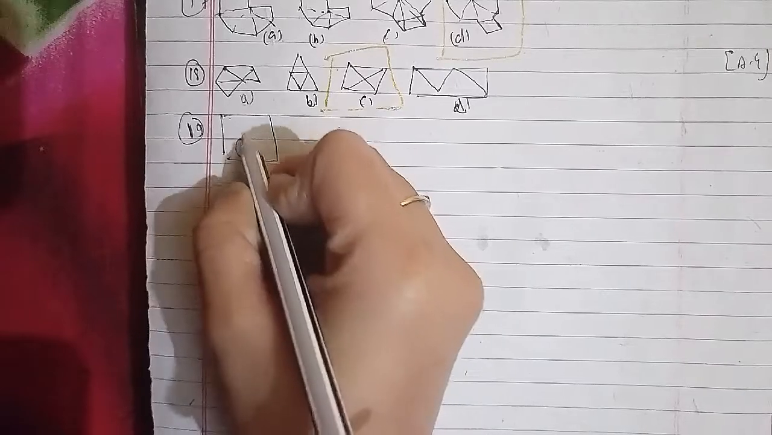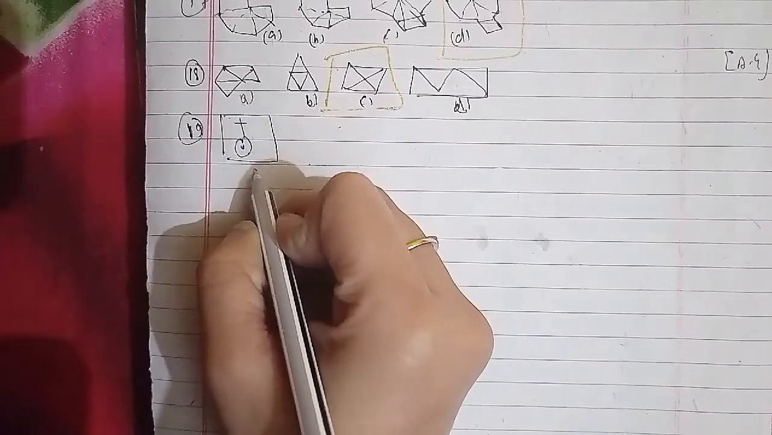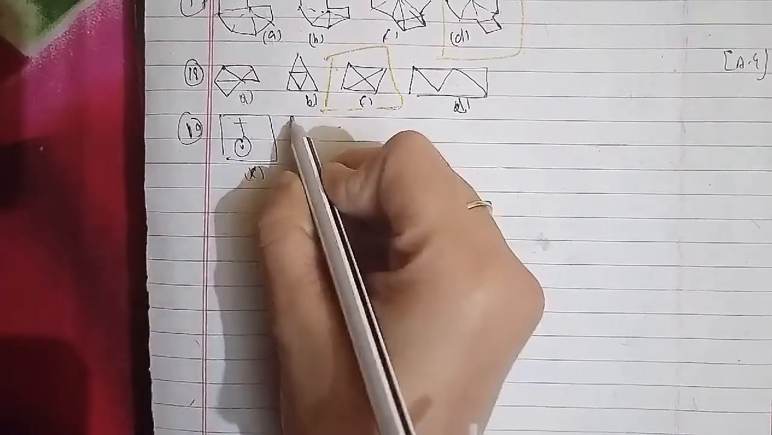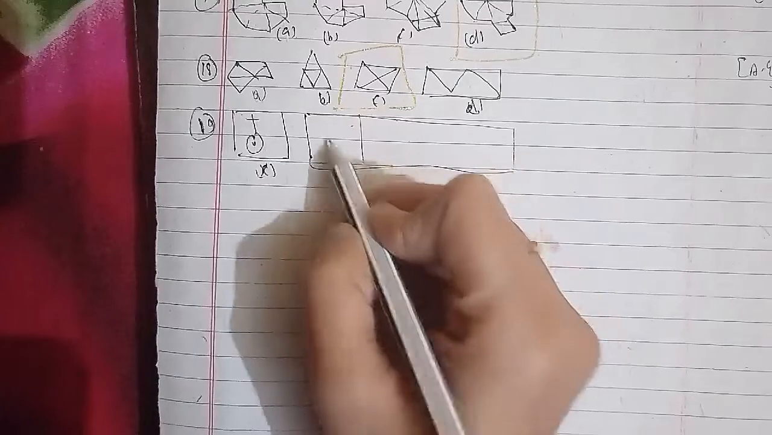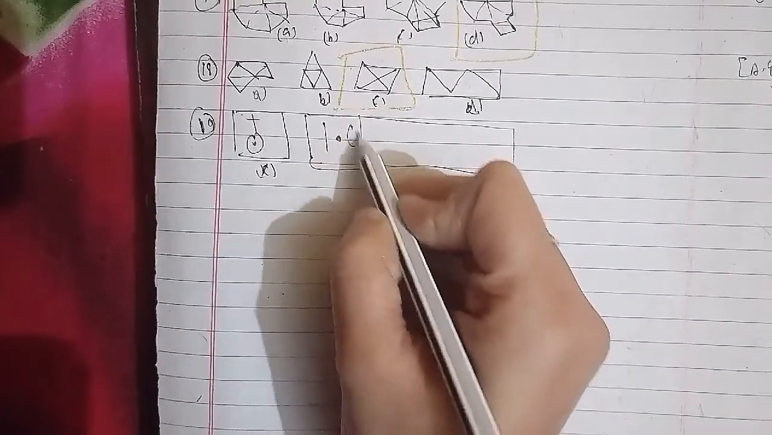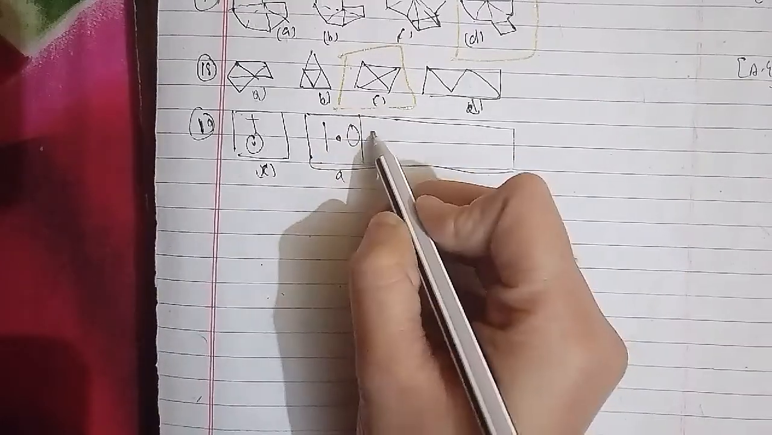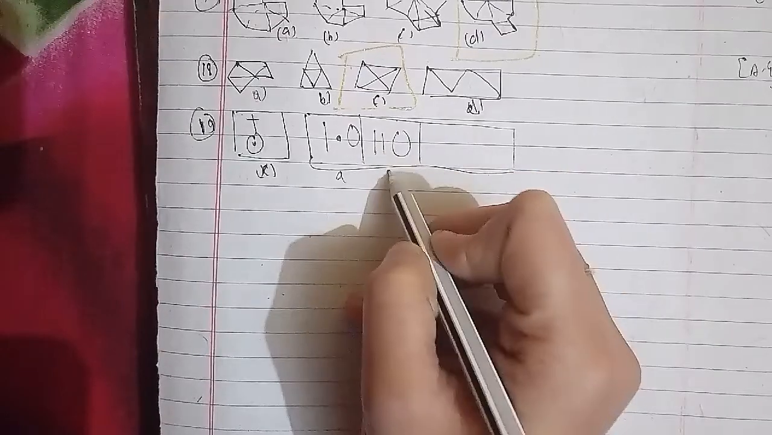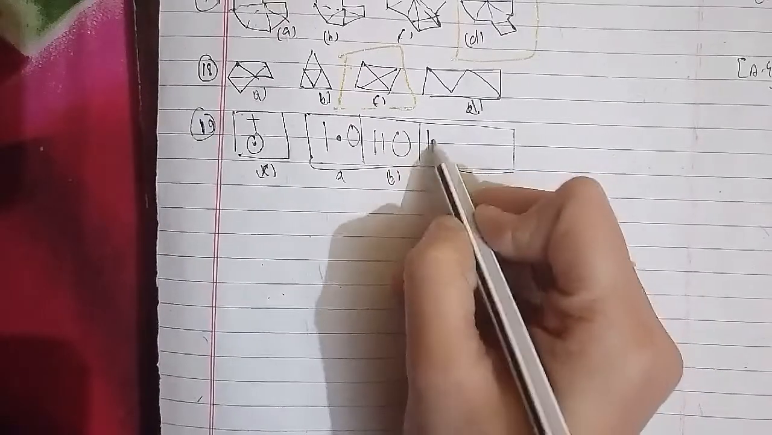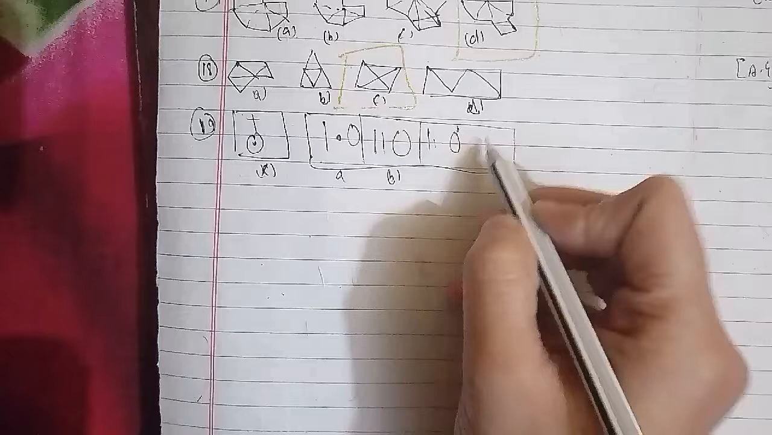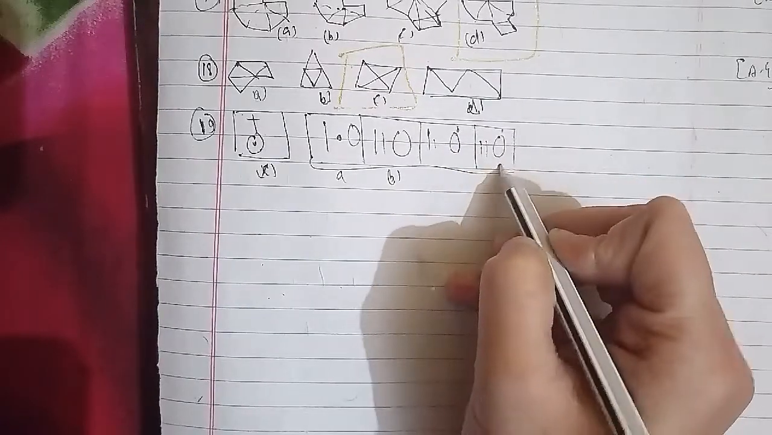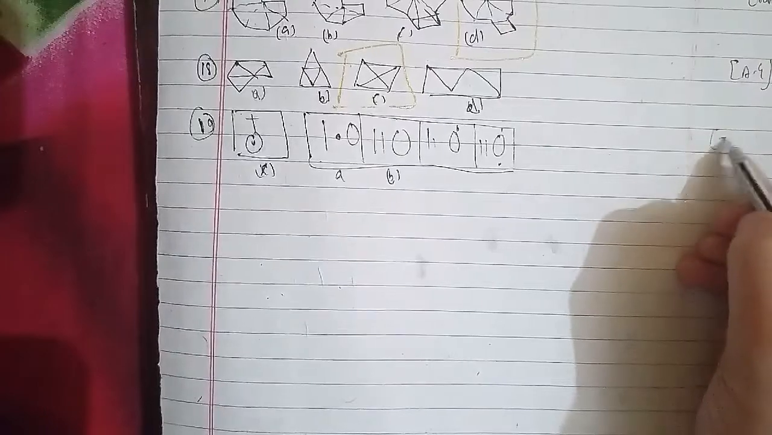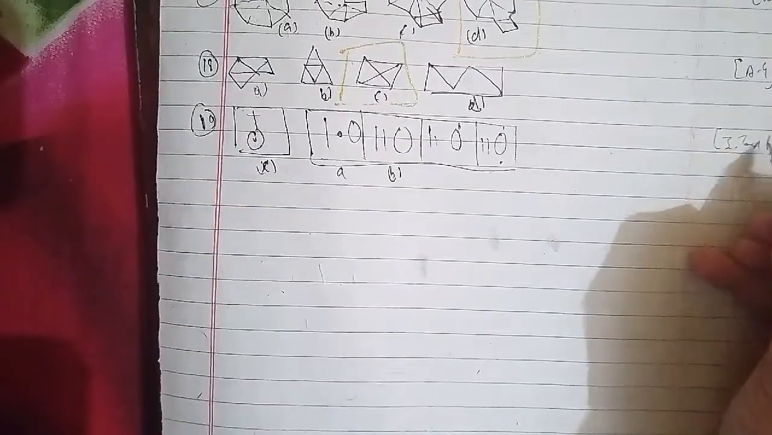This is figure X. Then we have figures like this. This has been figure A, B, C, D. This has been asked in your income tax and central excise question paper. That's what we have to talk about.